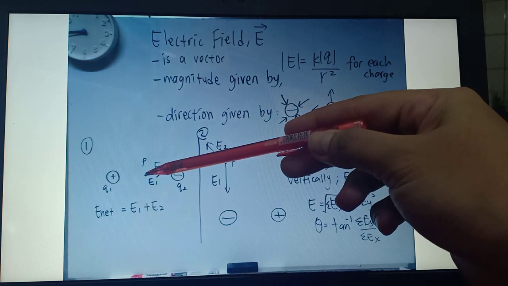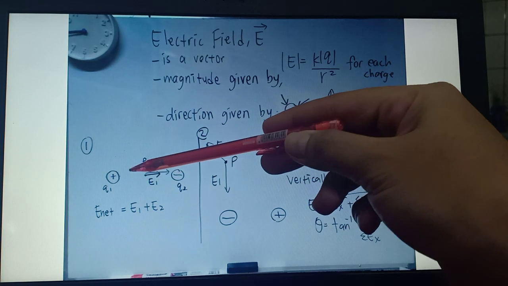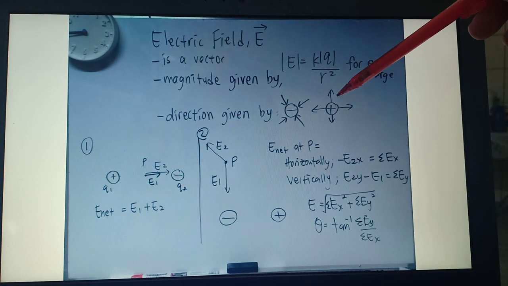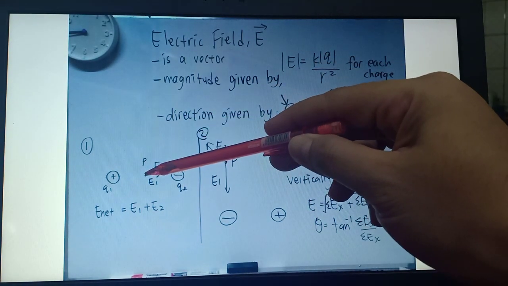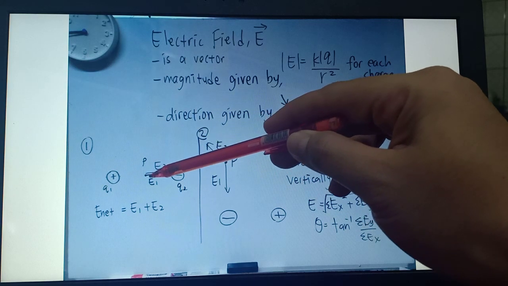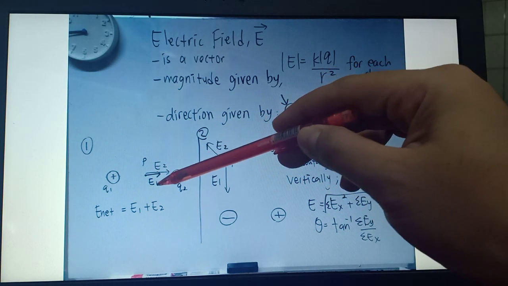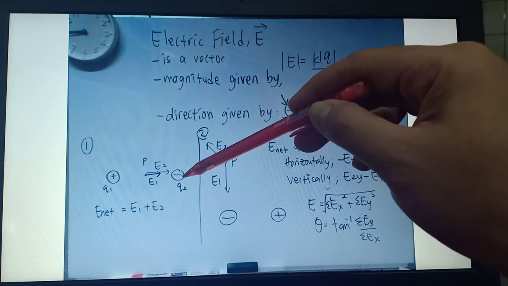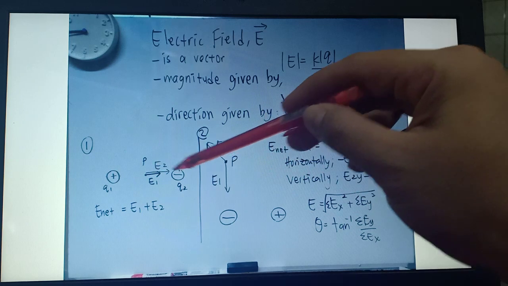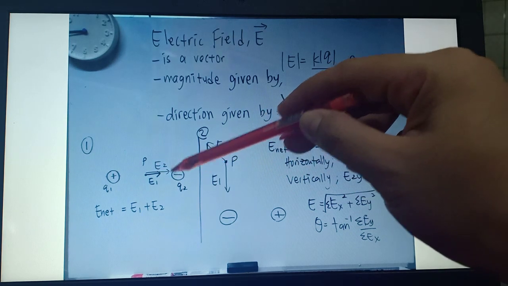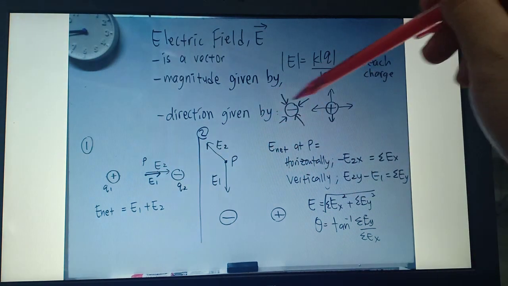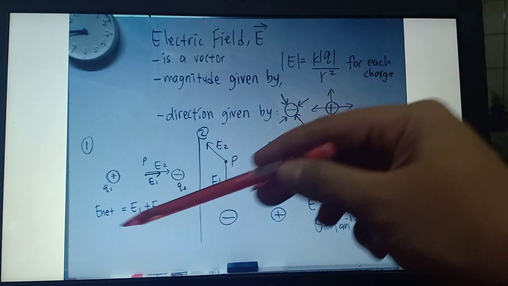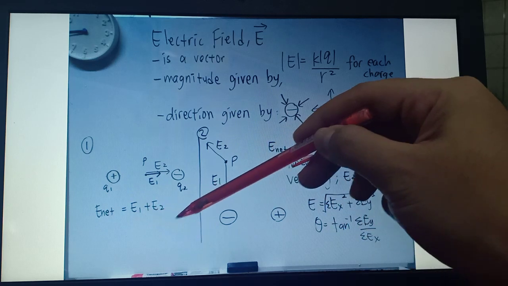Starting from that point P, it cannot go to the positive charge, because for a positive charge, the nature is outward. So the electric field will start from the charge, but at point P, it will go towards the right. So your E1 is to the right. For charge Q2, you will see that E2 is towards the right as well, because the nature of a negative charge is that the electric field goes towards the charge. So in this case, you will have E net equals E1 plus E2.